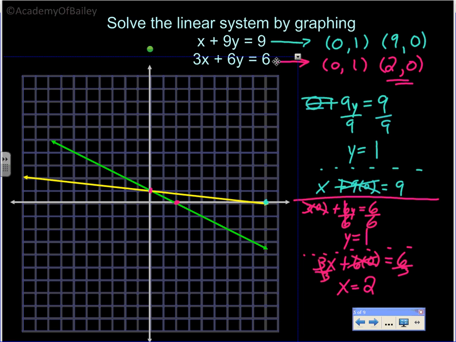And if you look there, the green and the yellow line, they both intersect right there. And like we said earlier, that intersection point was the y-intercept at 0, 1. That was the answer.